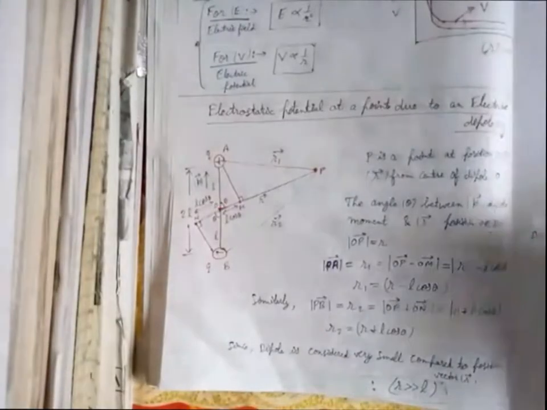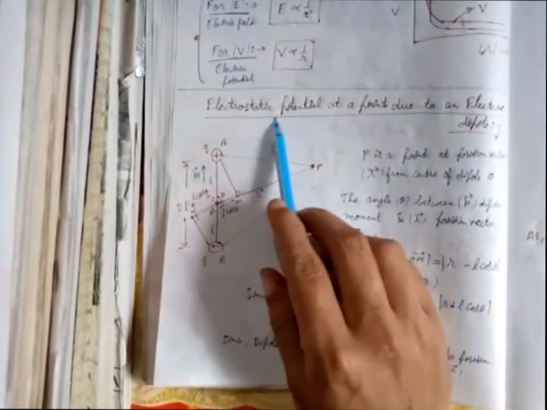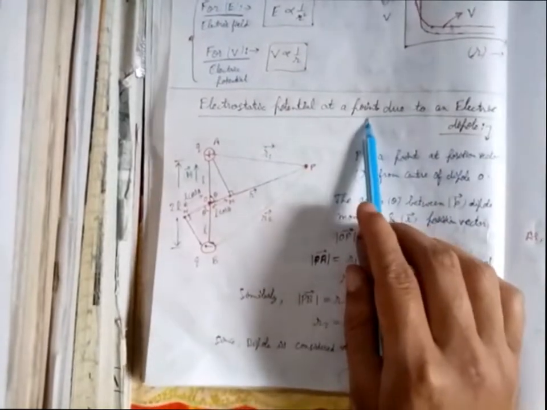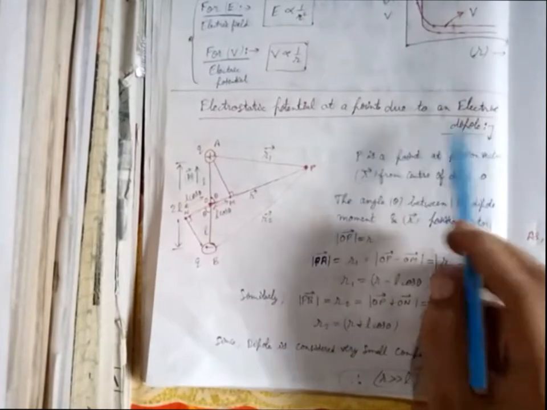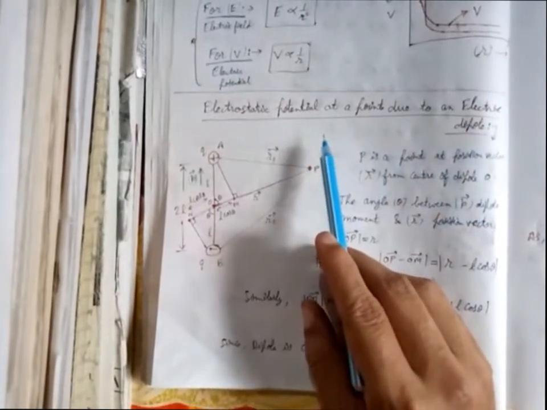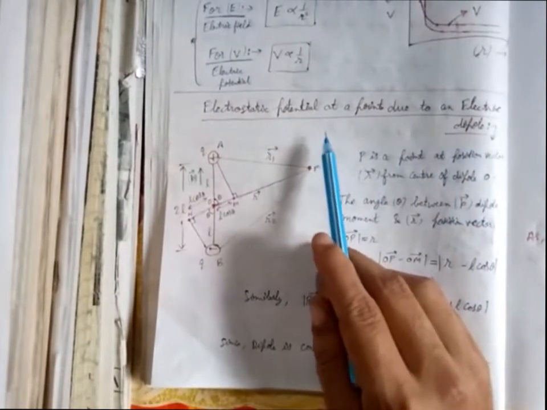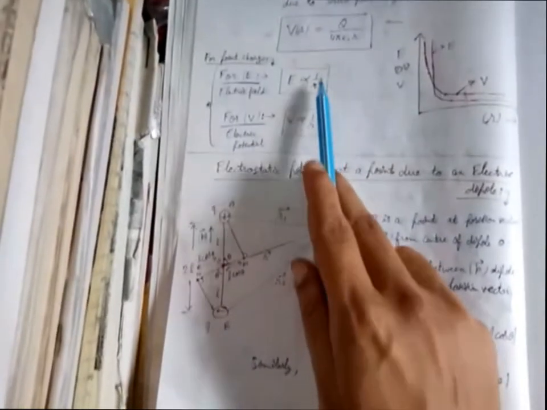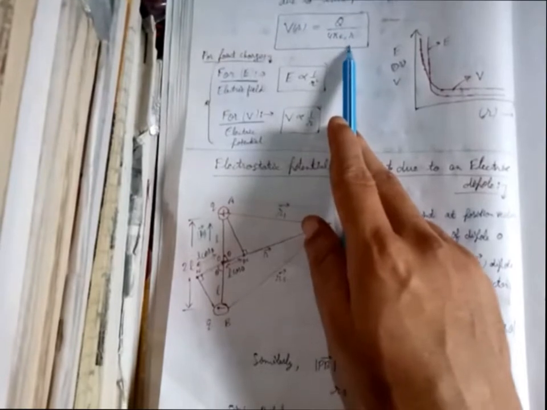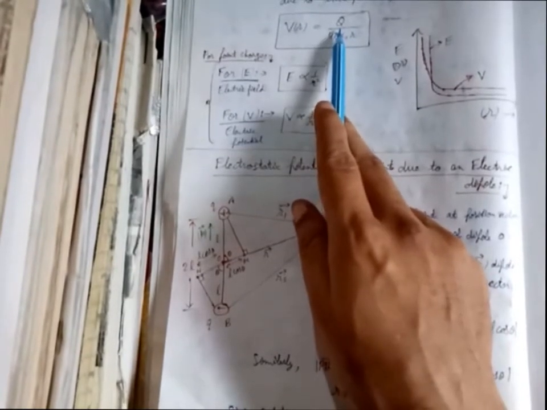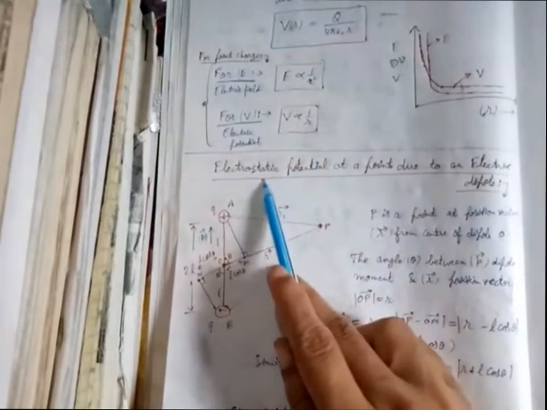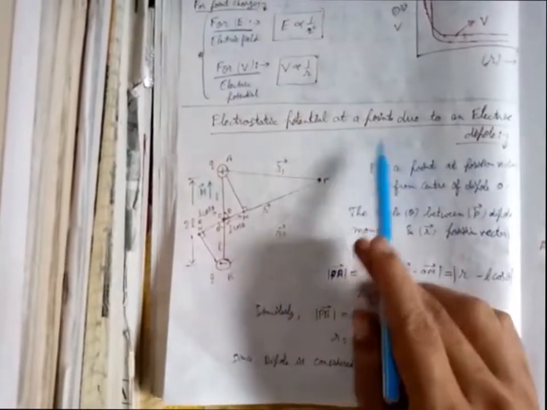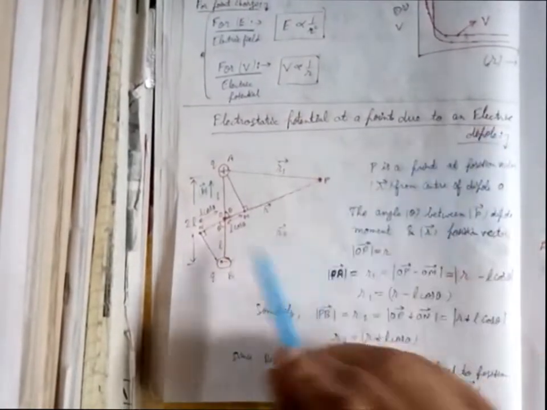Now the next topic we have to start is the electrostatic potential at a point P due to the electric dipole. In the previous topic we studied the electric potential due to a single point charge, and its value is q by 4 pi epsilon naught r, where q is the source charge. Now we have to find the electrostatic potential at point P due to the electric dipole.